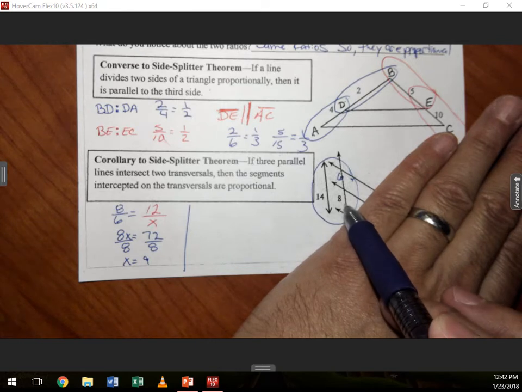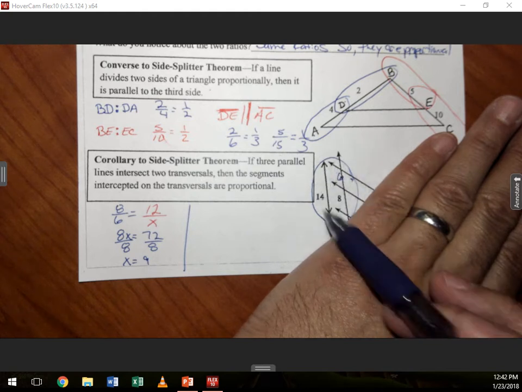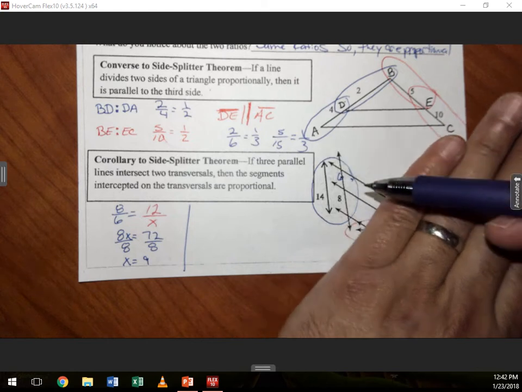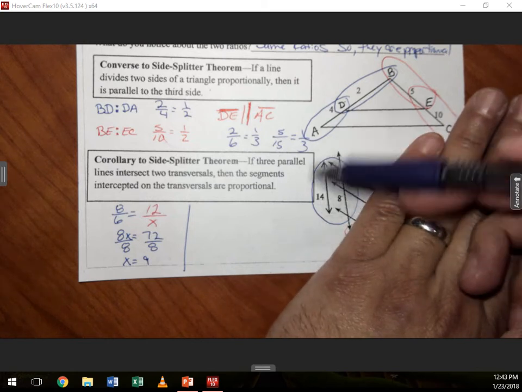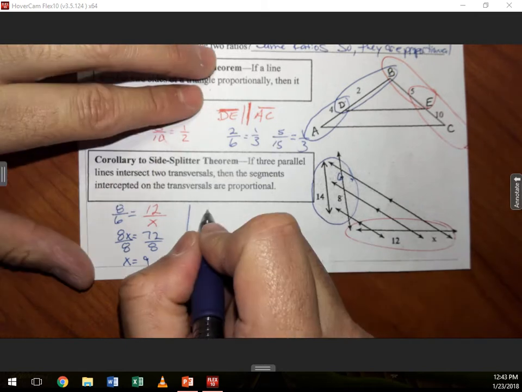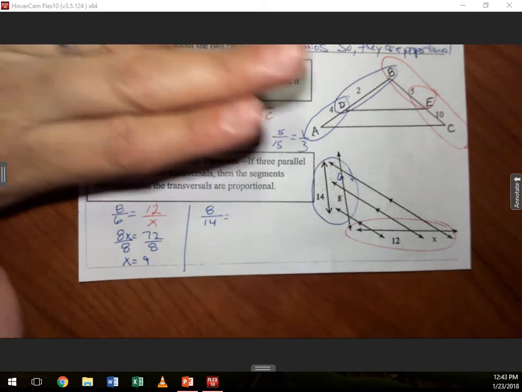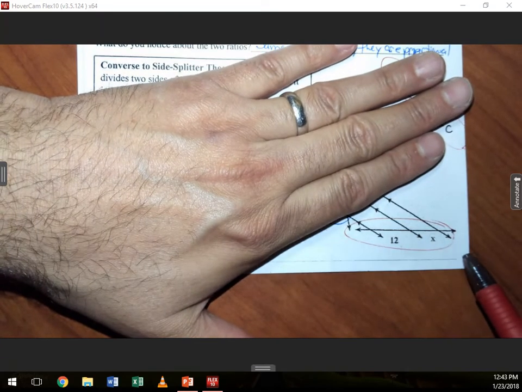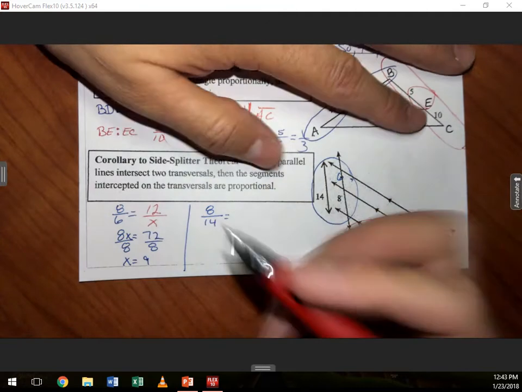8 over, part over the whole. What's the whole thing? Oh, 8 over 14, right? The whole thing on this side, because I'm only dealing with this side right here. So it'd be 8 over 14 because that's the whole, right? Okay. 8 over 14. And that's going to be equal to, what's my part? 12. 12, very good.